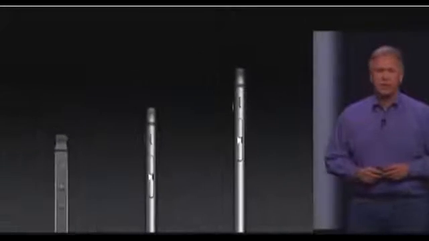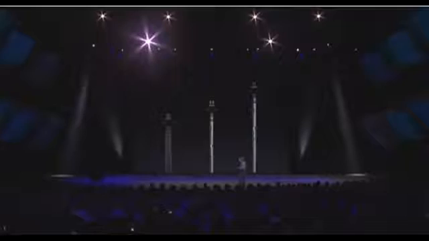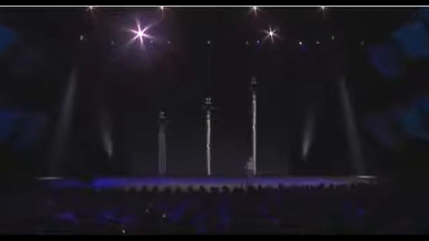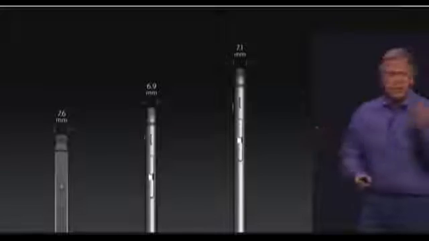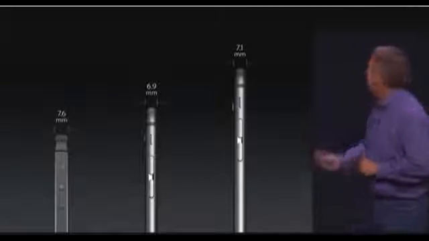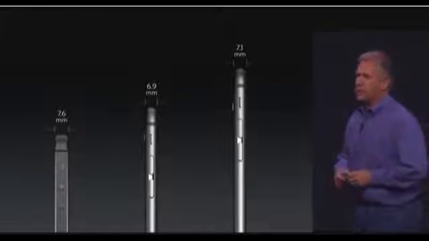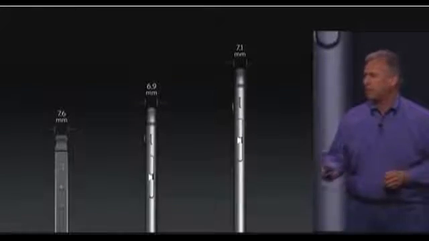But here's the real magic. They're done in phones thinner than anything we have ever made. iPhone 6. It's just 6.9 millimeters thin compared to 7.6 for the 5S. And the 6 Plus 7.1, both thinner than any phones we've ever made. That took an incredible amount of engineering.